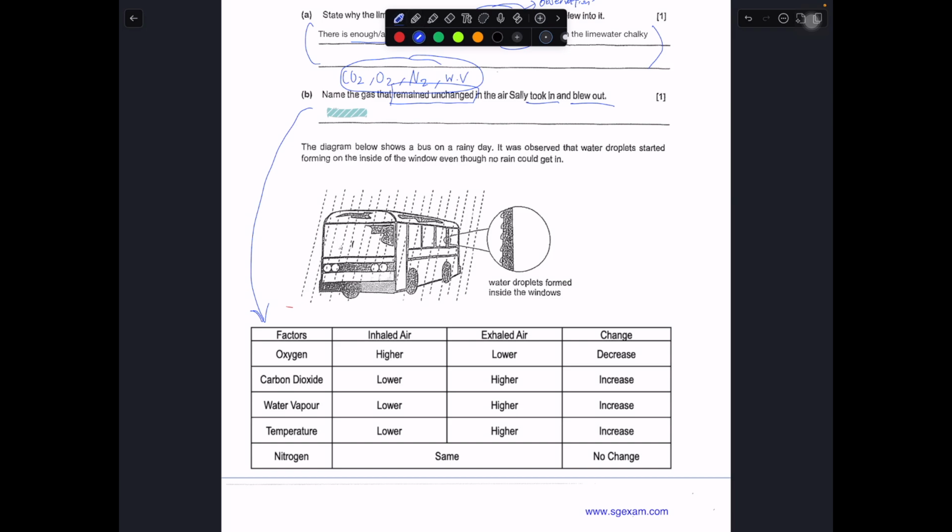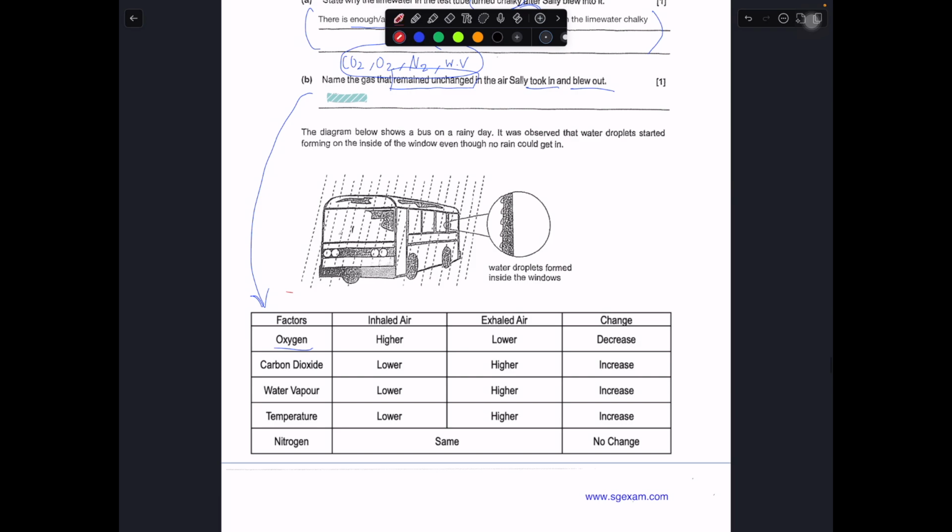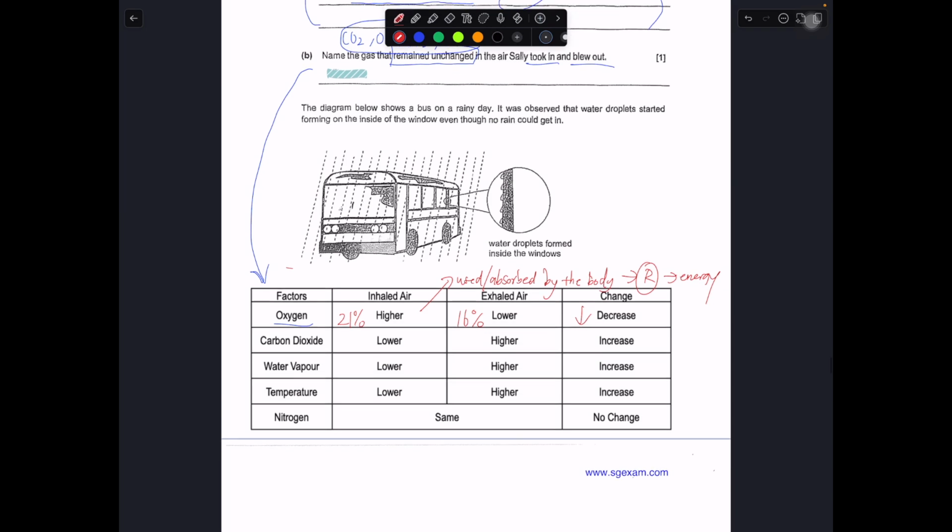So there are a few factors we want to consider between inhale and exhale air. For oxygen, inhale air will always be higher, so we will take in about 21%. As your body is inefficient at taking in all the oxygen you breathe in, it will exhale some of the oxygen but at a lower amount, because most of the oxygen has been used or absorbed by the body for respiration, to produce energy for your life processes. So it decreases from 21 to 16. Carbon dioxide when you inhale is about 0.04.